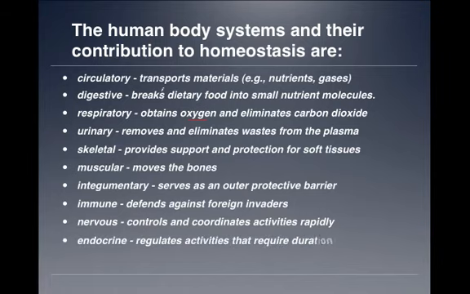The endocrine system, again, also works as a control center for many of our homeostatic mechanisms. It does this by regulating certain activities. Usually, the endocrine system is dedicated to regulating activities that have a certain time period on them, that require a certain duration. So our endocrine system will include all of our glands that secrete hormones.